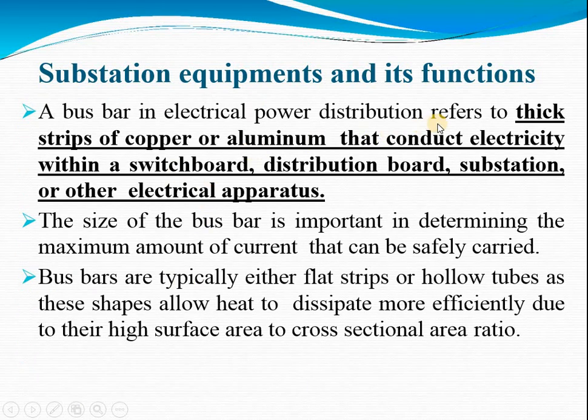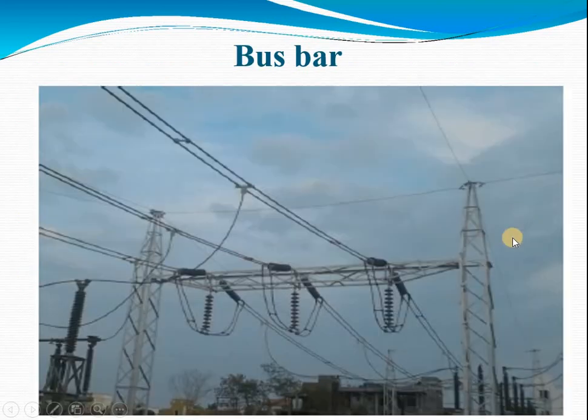The bus bar in electrical power distribution refers to a thick strip of copper or aluminium that conducts electricity within a switchboard, distribution board, substation or other electrical apparatus. The size of the bus bar is important in determining the maximum amount of current that can be safely carried. Bus bars are typically either flat strips or hollow tubes, as these shapes allow heat to dissipate more efficiently due to their high surface area to cross-sectional area ratio. So this is related to the bus bar. So we can see these are the bus bars.